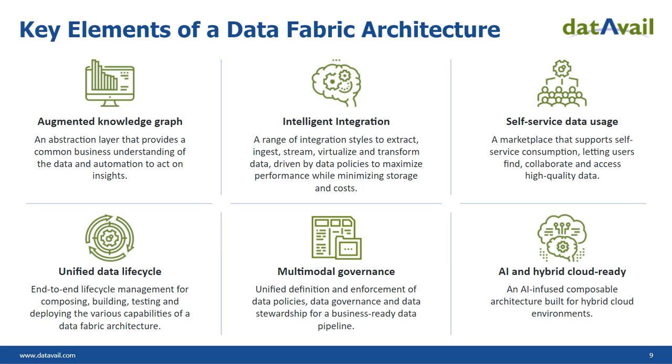If we look at the elements of data fabric architecture, you want to make sure you have an augmented knowledge graph. You want to make sure that the abstraction layer provides a common business understanding of the data. You want everybody to have a common definition. You want to get to that single source of the truth, not many different variations. This is where data governance comes in. Data governance will help you provide that single source of the truth, that single understanding, that single data glossary that everybody can look at to get to that one version of the truth, and the knowledge graph will help that.